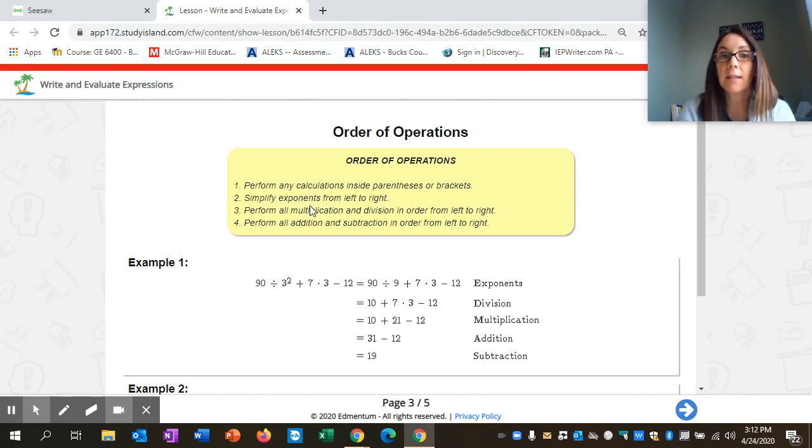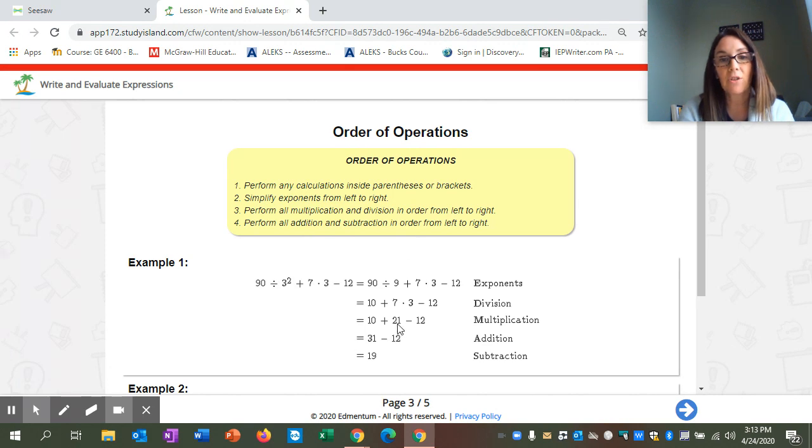We did our exponents. Now we're going to multiply and divide in order from left to right. So taking a look at this expression here, we have division here. So we're going to do 90 divided by 9, which becomes 10. So our new expression is 10 plus 7 times 3 minus 12. I see some multiplication here, so I'm going to do that next. 7 times 3 becomes 21, and our new expression is 10 plus 21 minus 12. The last step is always to add and subtract from left to right.